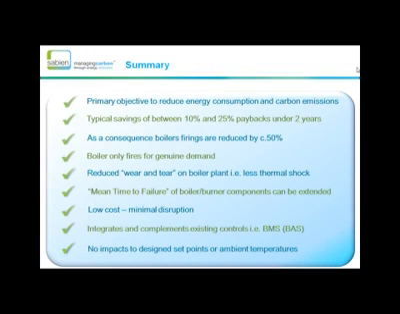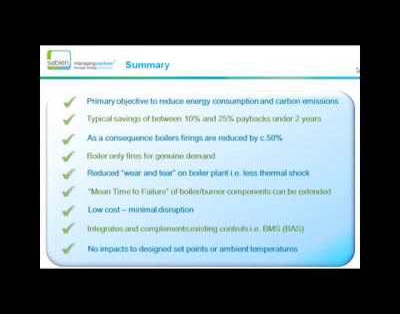Just as a summary, the primary objective is to reduce energy consumption and carbon emissions, but doing that will also put less thermal stress on the boiler and boiler plant. Quite difficult to quantify, but clearly if a boiler plant is only operating for, say, 50% of its time, it's putting less stress on all those components and the induced thermal stress on the boiler itself. As I say, typical savings are achievable, typically between 10 and 25%. Reduced cycles of firing could be 50%.